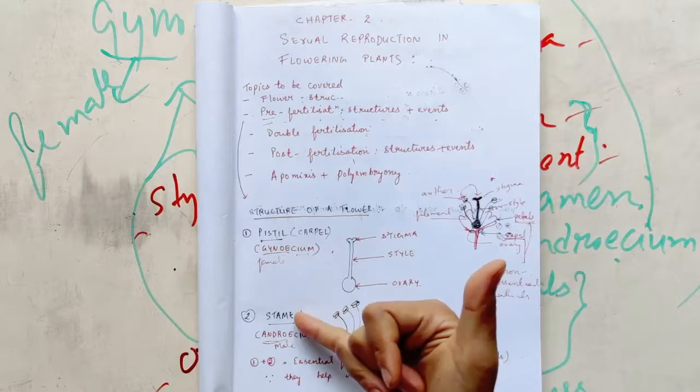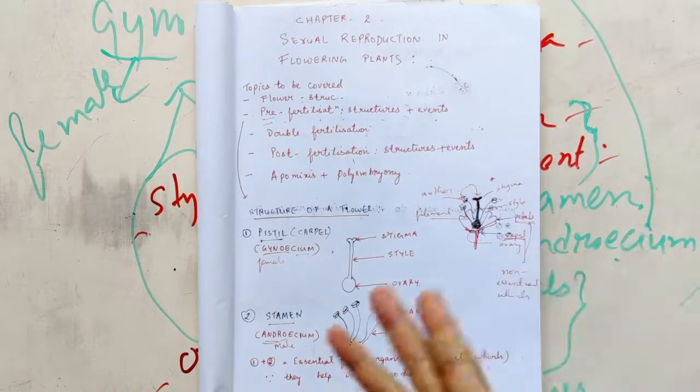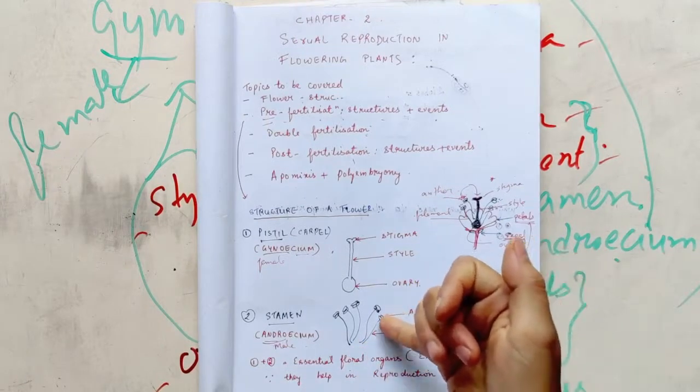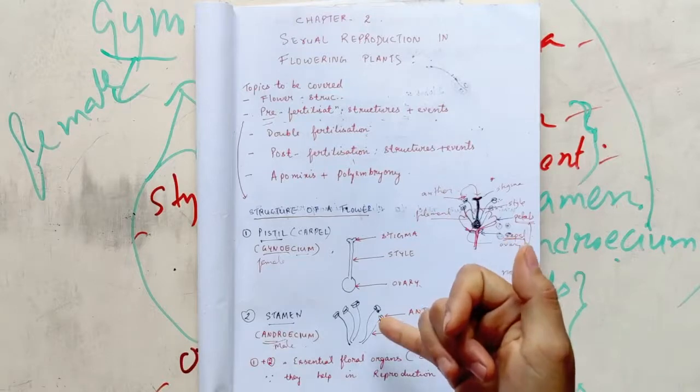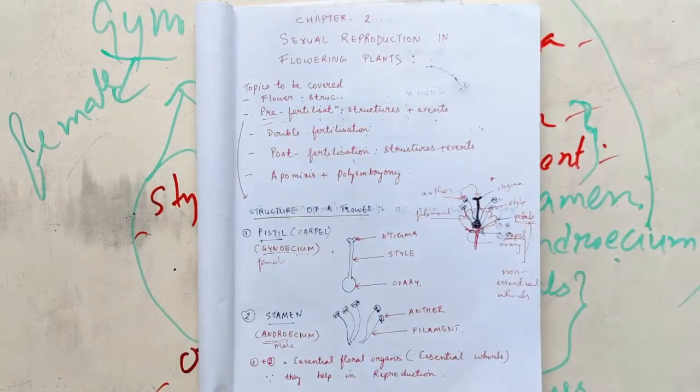Are we with stamen? Stamen has the anther and the filament. So we are left with the anther. Here the male gametes, or we call it pollen grains, are present. So we are going to study the structure of the anther by transverse section.